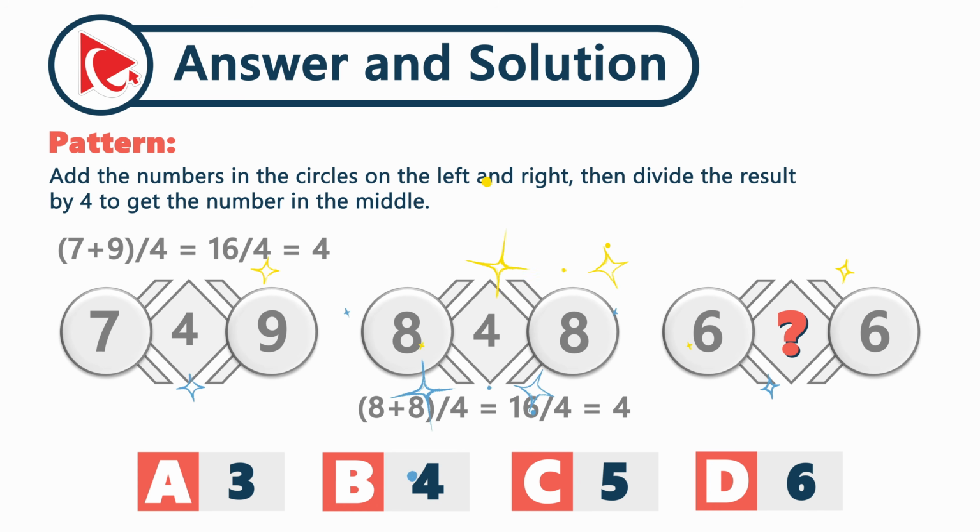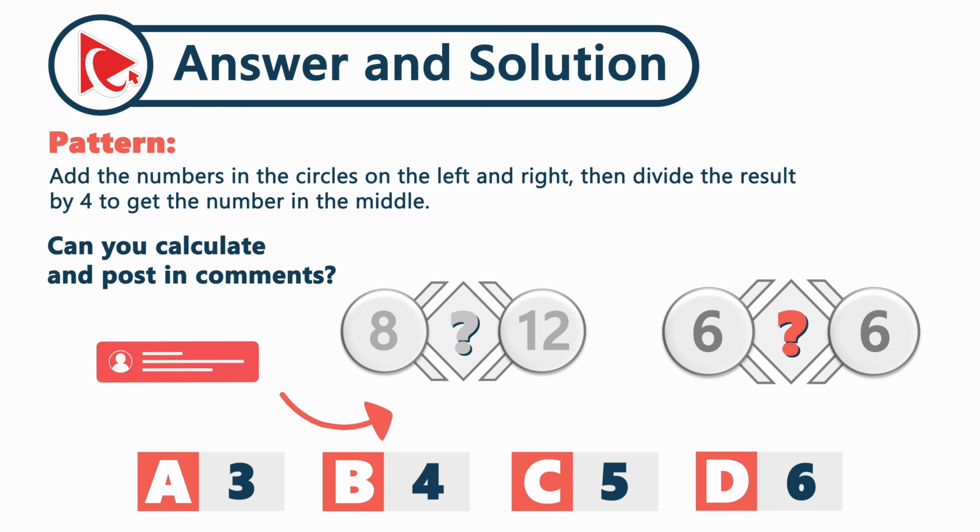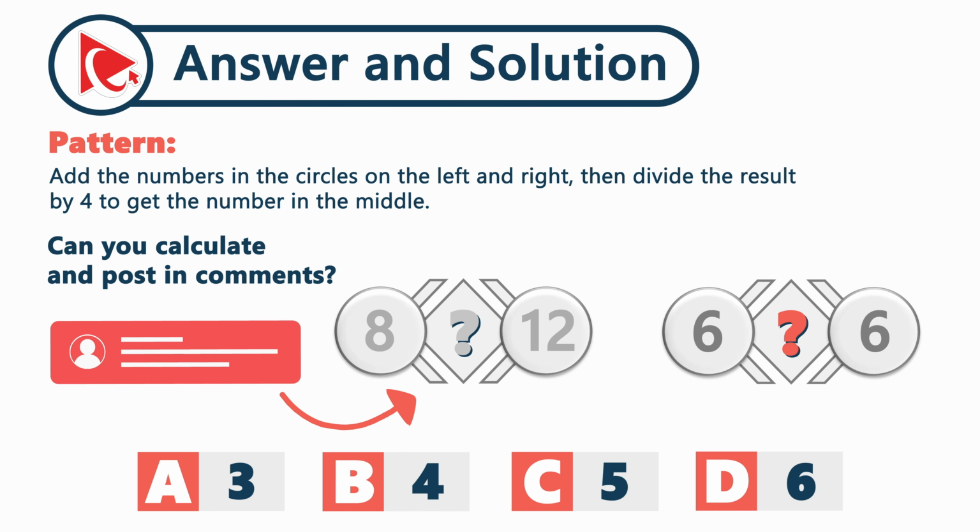And now it's the magic time, well, almost. Before we jump to calculating the final number, I'd like to make sure you understand the concept. Can you calculate and post in comments? The shape has numbers 8 and 12 on the outside. What would be the number in the middle?